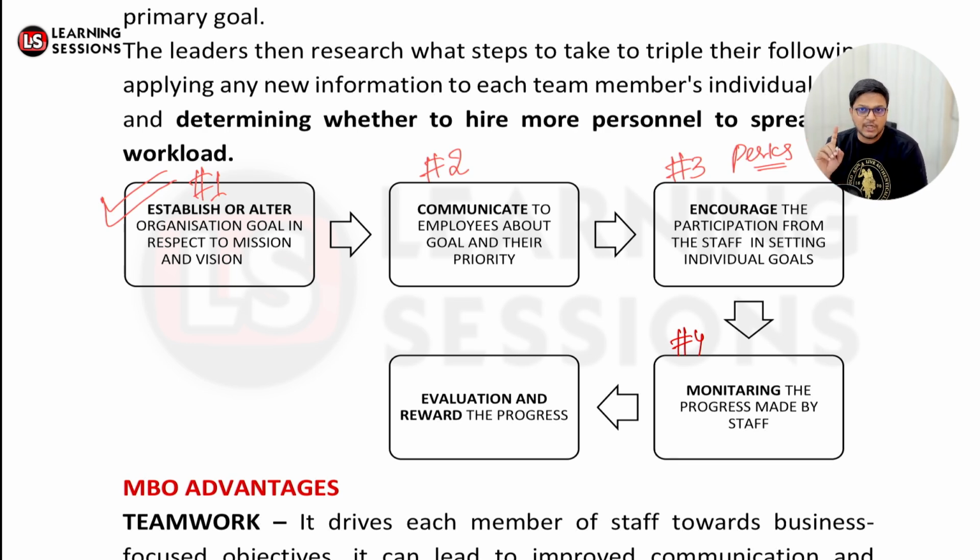And the last one is that we will be evaluating the things. We are going to evaluate if the things are being done in the right manner, if there is no deviation, and we'll be giving the rewards accordingly. This is actually MBO, that is management by objectives.